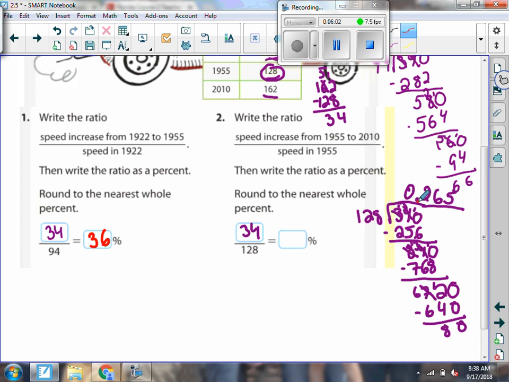So I'm going to change this to a percent. So that is 26.5%. Now I'm going to round this to the nearest whole number. So is 5 going to make the 6 go up, or is it just going to drop off? In this case, it's going to make it go up. So this is going to round to 27%.